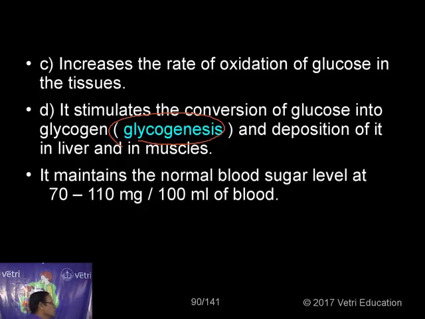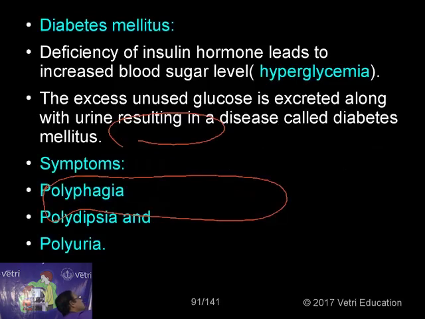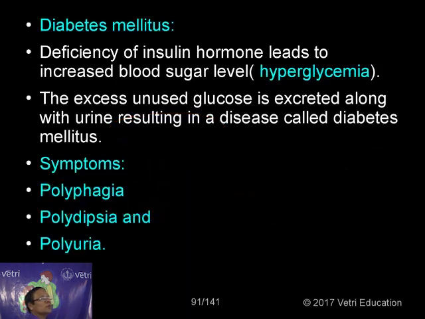The normal blood sugar level in a man or woman is about 70 to 110 milligrams per 100 ml of blood, or per deciliter of blood. This normal level is maintained by the effect of five hormones: insulin is hypoglycemic, and all the other four are hyperglycemic.